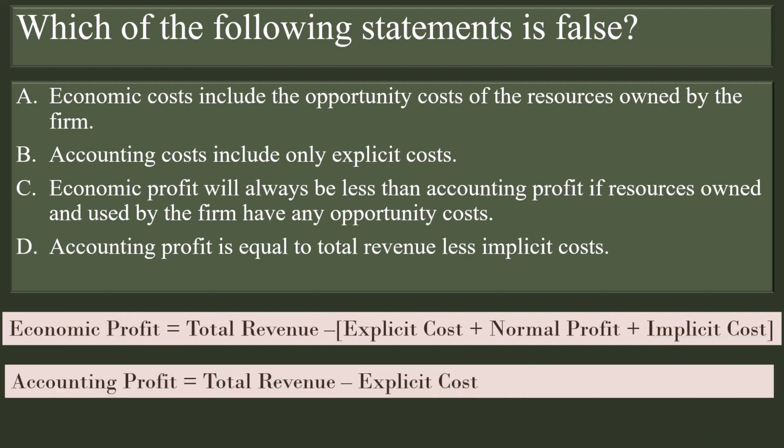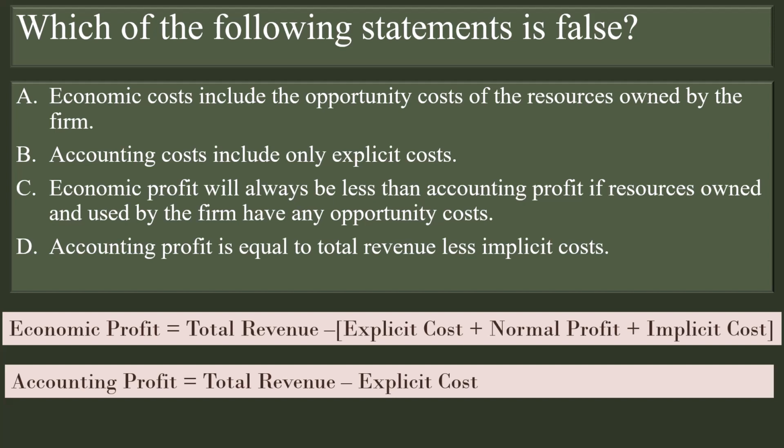Before I give the answer, let me give the definition for economic profit and accounting profit. This will help you to find the correct answer. And before I give any explanation, kindly keep in your mind, economic cost is the sum total of explicit cost plus normal profit plus implicit cost. So, economic profit can also be defined as total revenue minus economic cost. Well, now we shall examine the statements one after another.